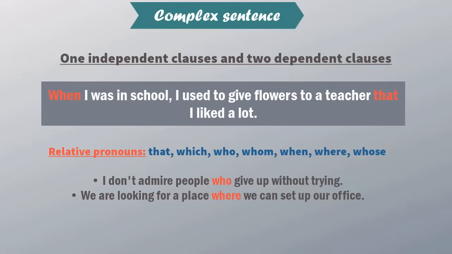We are looking for a place where we can set up our office. We are looking for a place. That's a complete sentence, right? We understand what it means. Where we can set up our office is a dependent clause, right? Without the first clause, we are looking for a place, it does not give any meaning. Where we can set up our office is a relative clause, a dependent clause, modifying the noun place. Got it? So that's how we use a complex sentence.